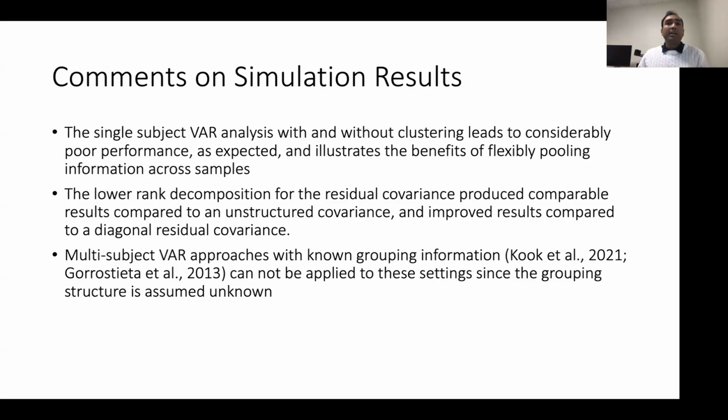And I believe that is for computational considerations, because the diagonal residual covariance really helps you in computation and scalability for VAR models. But we found that actually imposing some kind of a non-diagonal structure allows us to do better in the VAR model scenarios. And of course, last but not the least, there are these multi-subject VAR models that I had mentioned in the beginning of the talk, but they all assume known grouping information. So they cannot really be applied to these settings where we assume the grouping information of the subgroups or clusters is really not known to us.